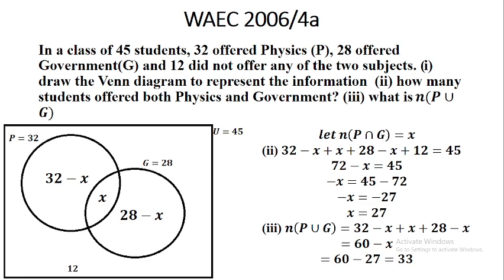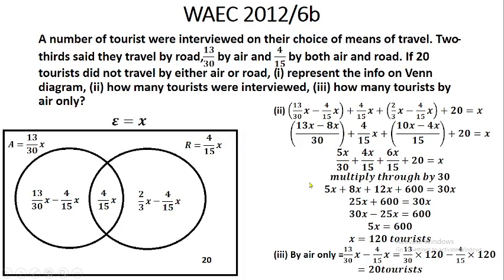Now, the next question we have here is also a WAEC past question, which is 2012 question number 6B, still on the Venn diagram of two subsets. A number of tourists were interviewed on their choice of means of travel. But we don't know the number of tourists that were interviewed. We are only told that a number of them were interviewed.